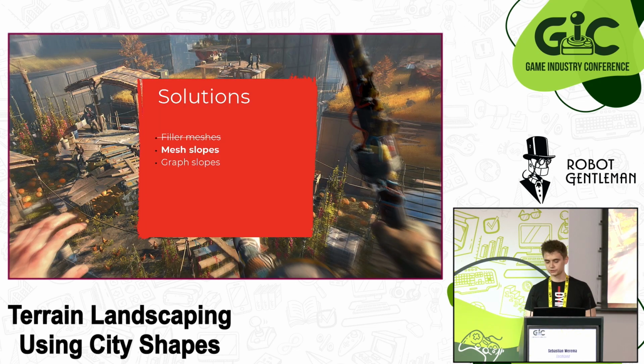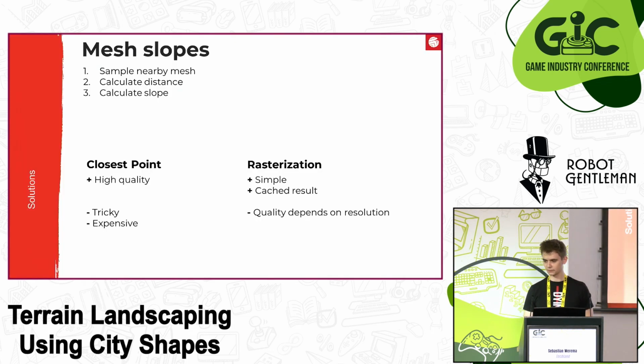So we knew that we wanted to work with terrain directly to support the cases where the terrain is higher than the road and support areas. And here came the idea of meshes modifying the terrain. The idea was simple enough. For each terrain vertex, we would search around for close by CityBuilder meshes, find suitable points on them, sample their height, the distance to these points, and calculate the slope based on that. Now we could approach this in one of these two ways.